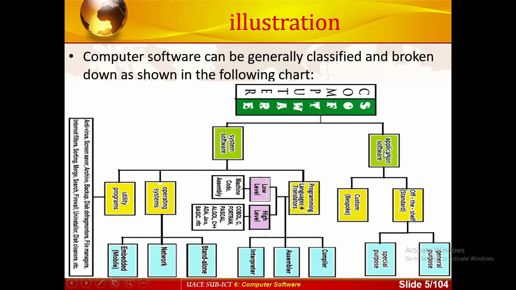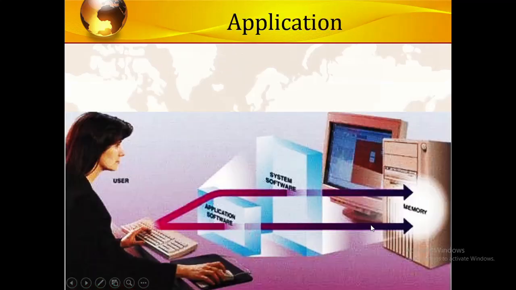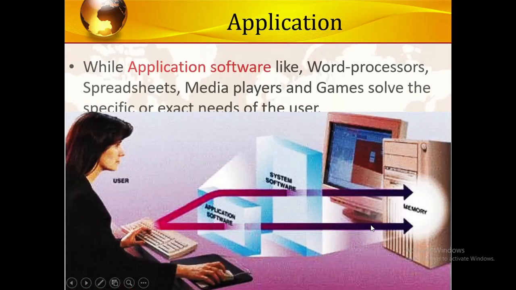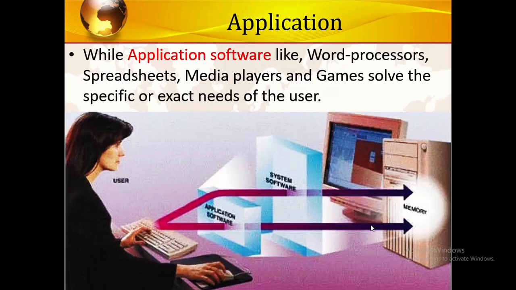Then when it comes to application software, here they are basically two. We have the off-the-shelf software and the custom-based software. Under off-the-shelf we have the general purpose and those which serve special purposes, as we're going to look at them. So that is the illustration. Then application software includes word processors, spreadsheets, media players, and games, serving the specific needs of the user.